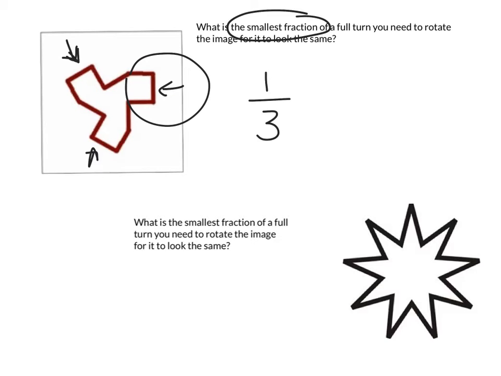This bottom one, what is the smallest fraction? It's the same question: what is the smallest fraction of a full turn? Again, let's count how many congruent pieces. 1, 2, 3, 4, 5, 6, 7, 8, 9. So we have 9 congruent points. If we rotate it 1/9, it will be the smallest fraction that we can turn where it will land on top of itself again.